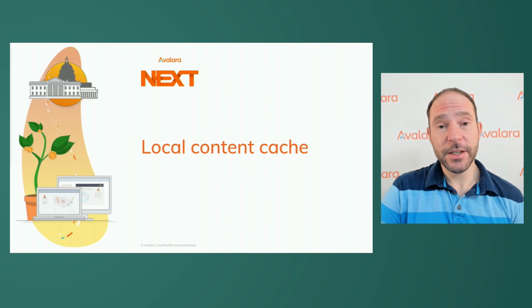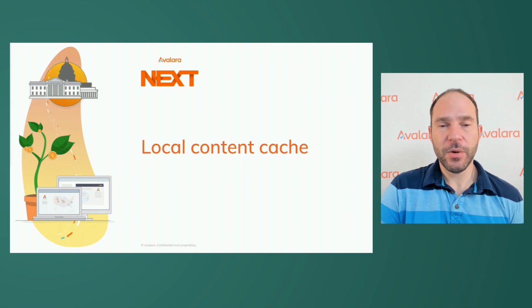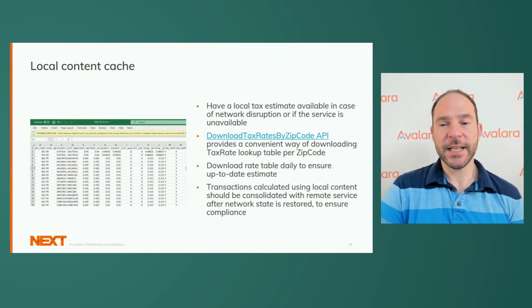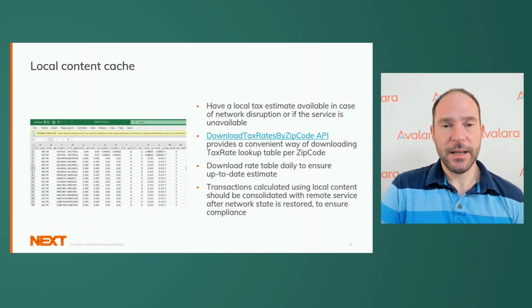The next strategy that I'll talk about that you can use is a local content cache. And that allows you to keep your integration running and calculate sales tax even if there's a connectivity issue or if there's a service issue. And so to do that, the basic idea is you'll call the download tax rates by zip code API, and that returns a CSV file of tax rate estimates, and make that available to your integration while there's a connectivity issue or a service issue. And then once you detect that the service is back up, you can submit those transactions afterward. But this allows you to keep running and calculating sales tax even if there's an API issue.